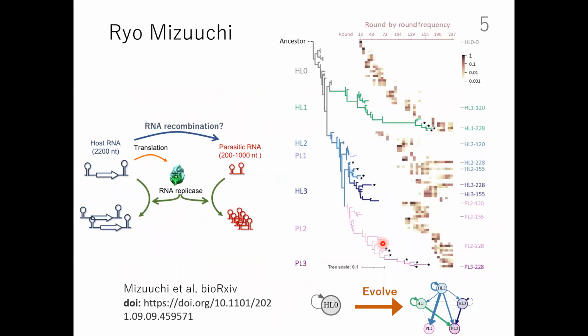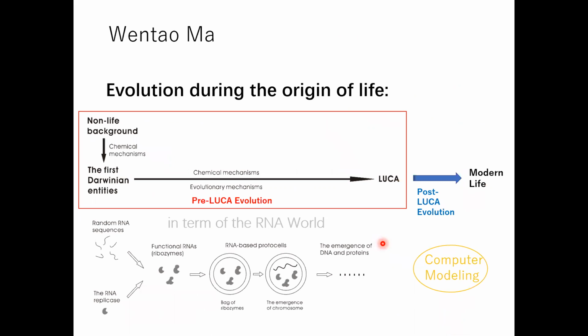The next speaker, Ryo Mizuuchi, is a member of my laboratory. He will present a recent work on an RNA coevolutionary system, and he found that replicating RNA spontaneously develops complexity, producing replication networks. I'll mention his finding briefly later in my talk.